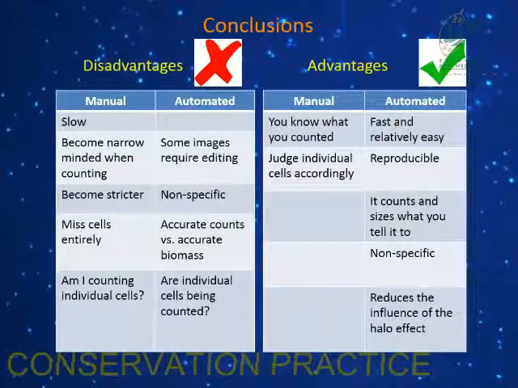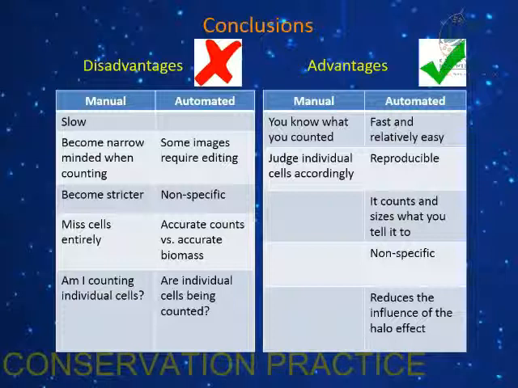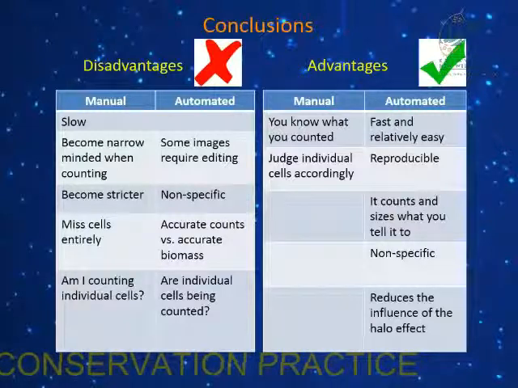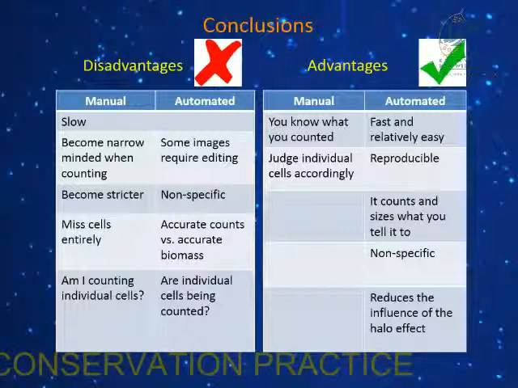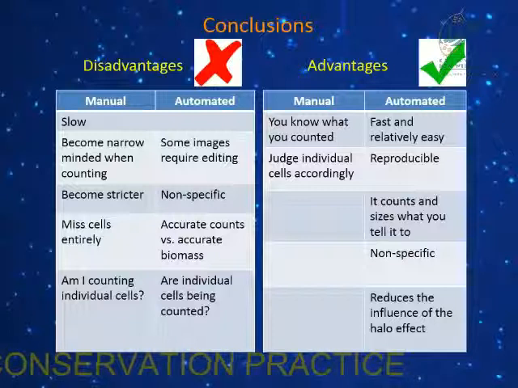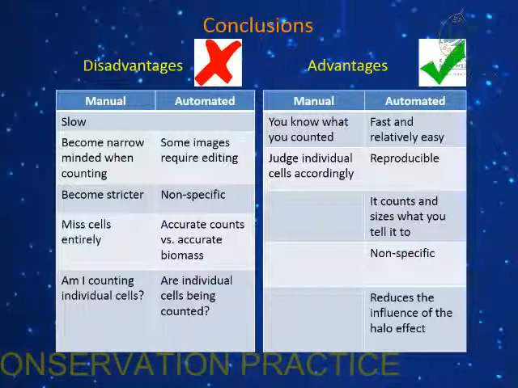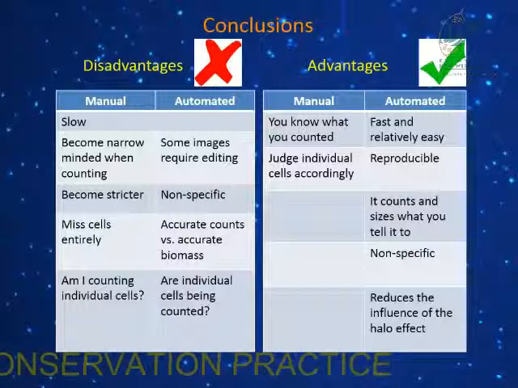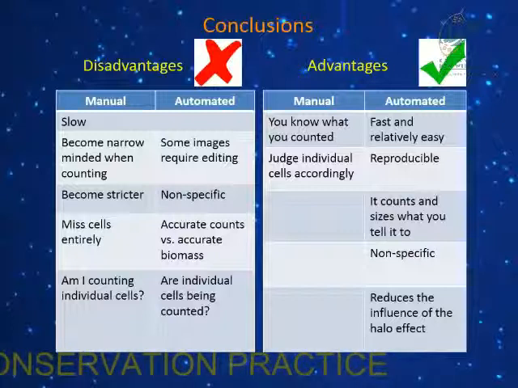So, some conclusions. The disadvantages of manual analysis: it is very slow. You've got to zoom in very close and become very narrow-minded when you're counting these cells. And because of that, you actually become very strict with yourself. A nice blue cell when you're looking at it up there looks very different when you've zoomed into 200%. You can miss cells entirely, and you're sitting there going, am I counting a cell?